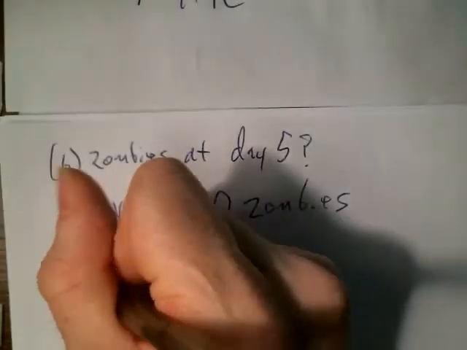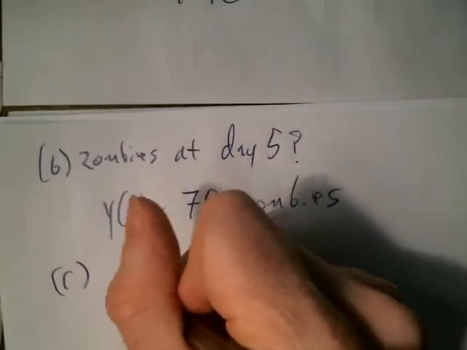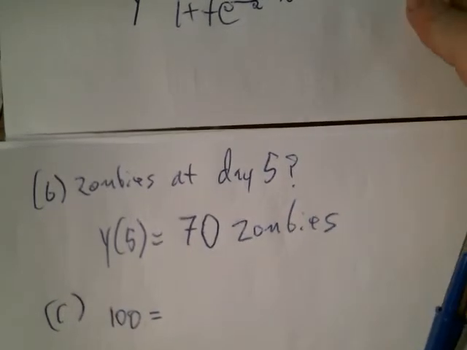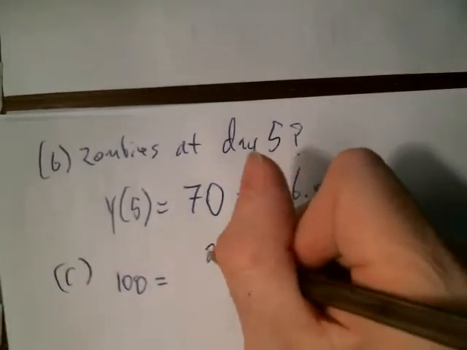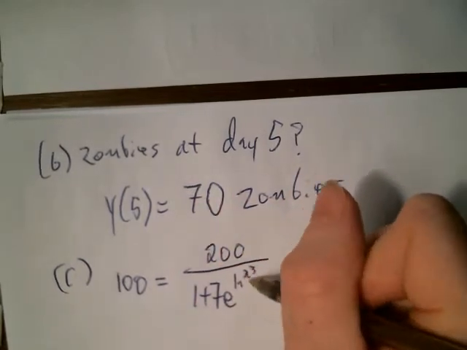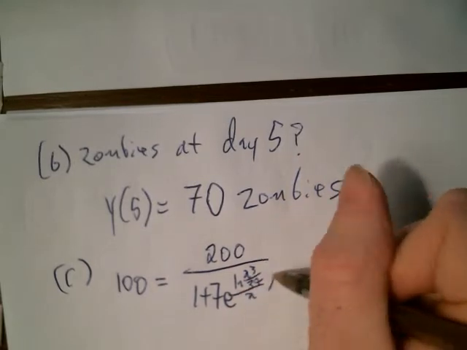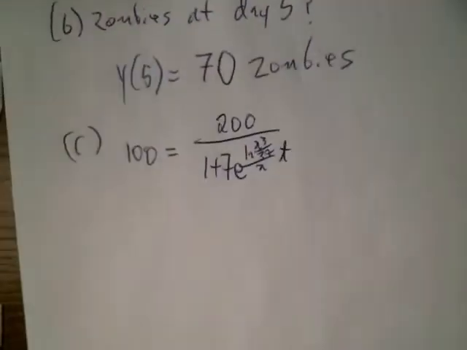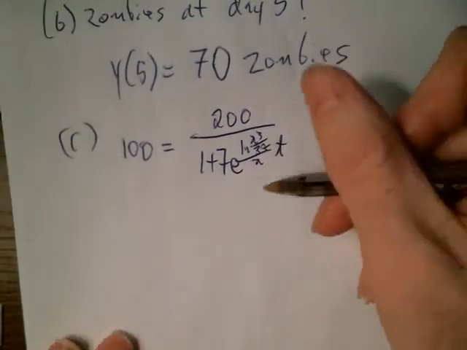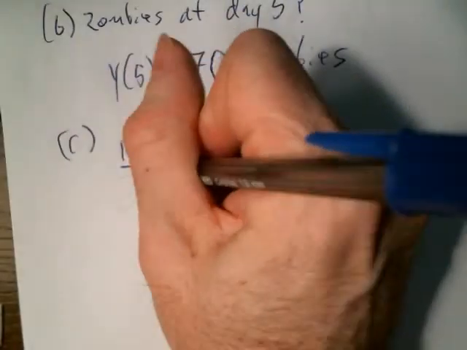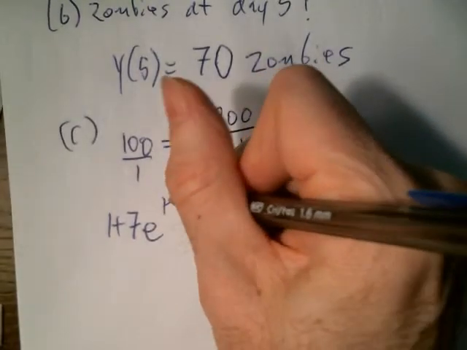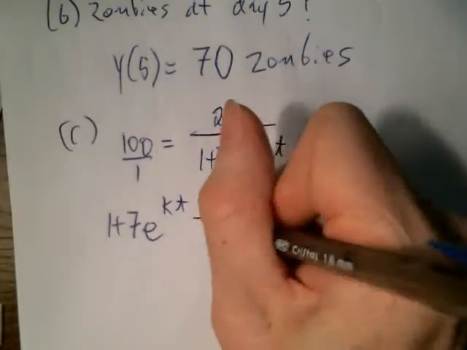Part C, they want to know when the heck you are going to have 100 zombies. So you just let the y value be 100. On the other side, I have 200 all over 1 plus 7e to the ln of 23/37 all over 2, times t, and then solve for t. That should be just a matter of doing some pre-calculus. We can cross multiply again. End up with 1 plus 7e to the kt equals 2. Let's just write k for now, and then we'll back substitute.